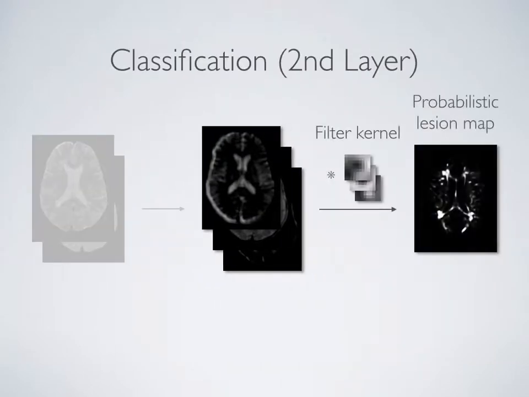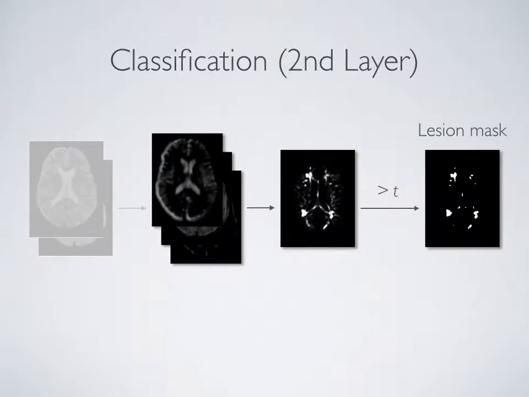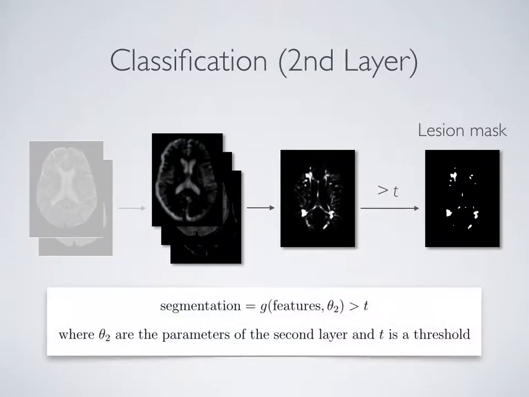The second layer performs the final classification. Like the first layer, each feature map is convolved with the filter kernel, and the resulting images are added together to form the final lesion probability map. The lesion probabilities are then thresholded to yield a binary lesion mask. The second layer is formalized as a function that maps feature maps and filter kernels to lesion probabilities.